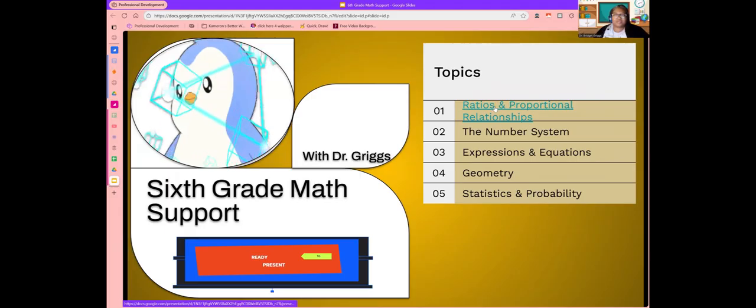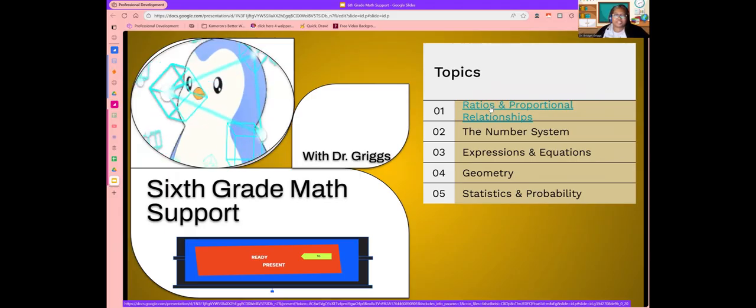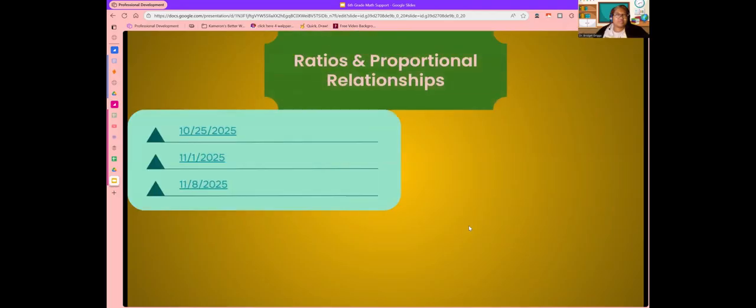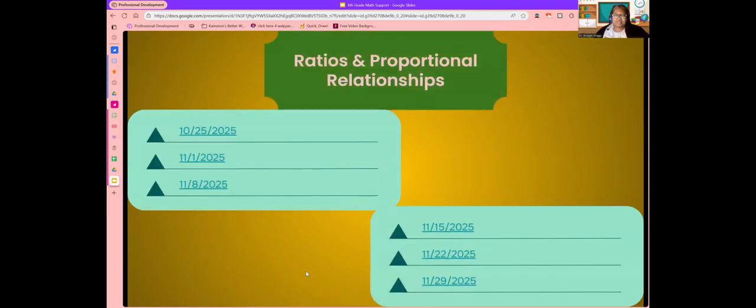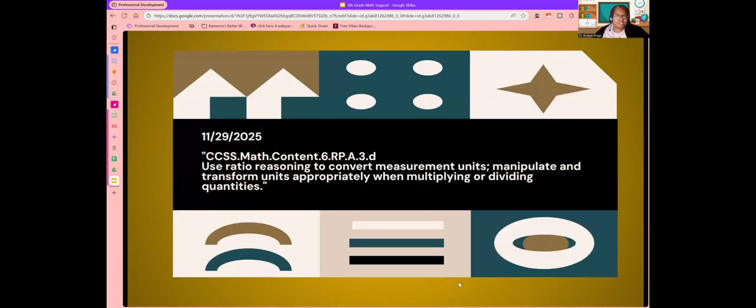We are working through ratios and proportional relationships. For this particular topic, we had a total of 6 objectives. We're working on the last one for this topic, so let's check it out. The objective for today is to use ratio reasoning to convert measurement units, manipulating and transforming units appropriately when multiplying or dividing quantities. So let's see this in action.